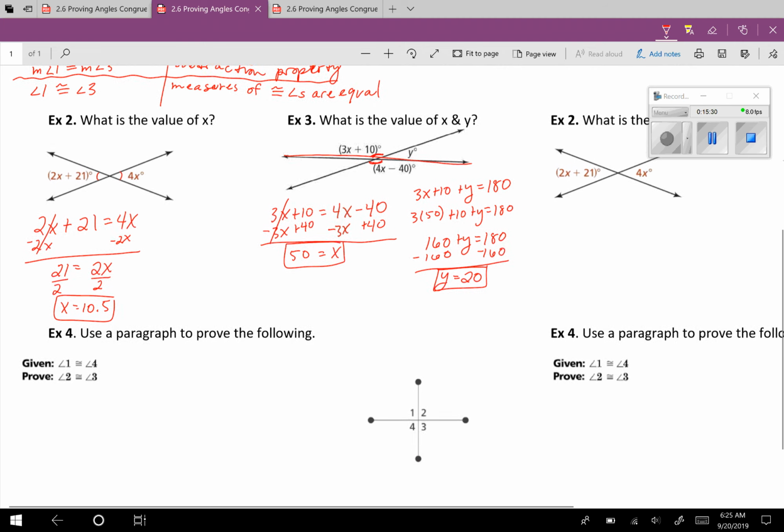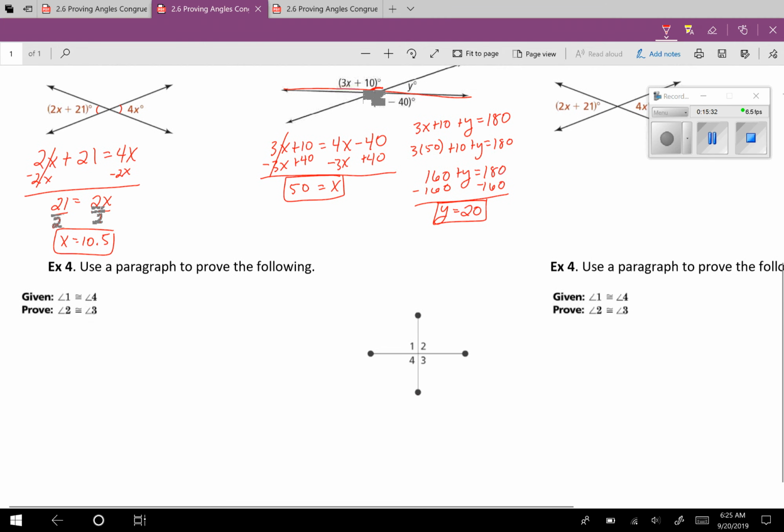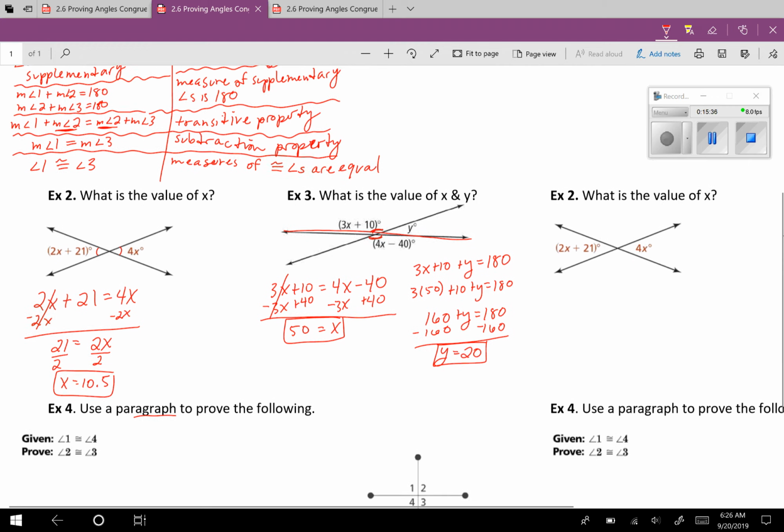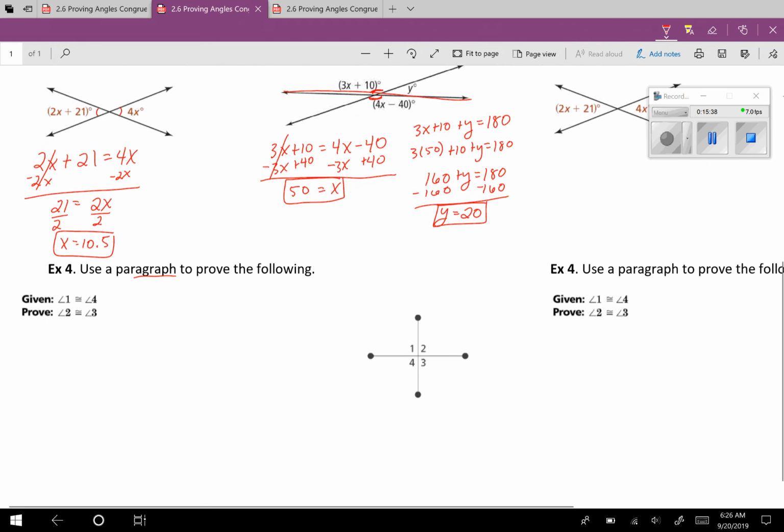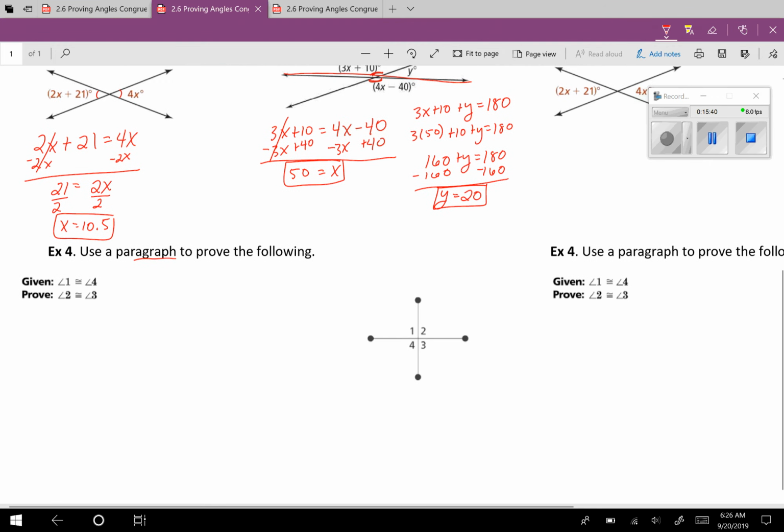Okay, next thing. The last thing that we're going to do is a paragraph proof. It's like our 2-column proof, except we're just writing it in sentences. Okay, so the first thing here, we're given that angle 1 is congruent to angle 4. So angle 1 is congruent to angle 4 is given.